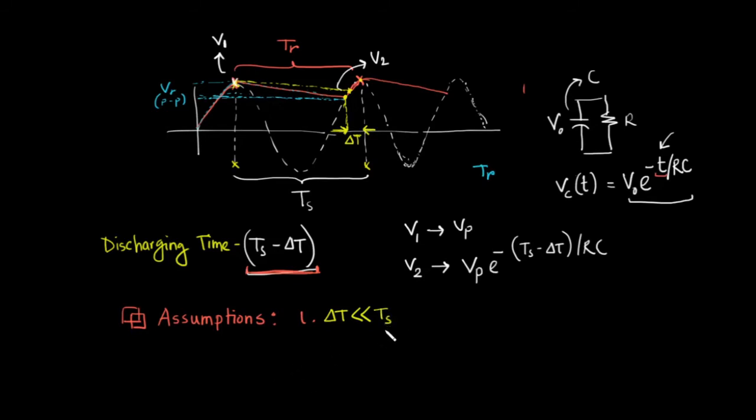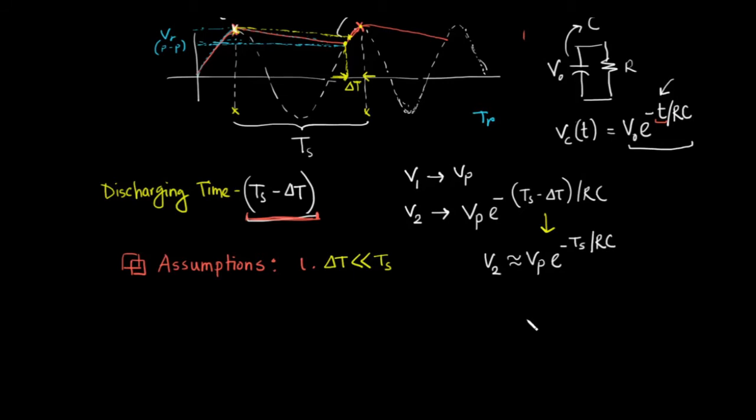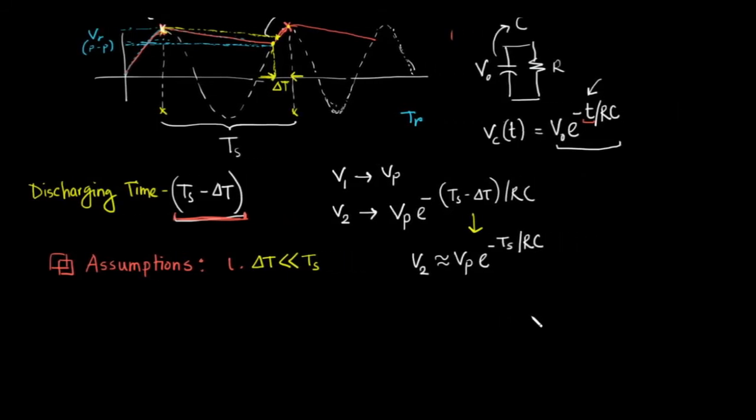So if we put this assumption in this equation, what will we get? We will get that V2 is approximately equal to Vp e to the minus Ts by RC. We have just neglected delta T. Now we are going to do some playing with this expression.